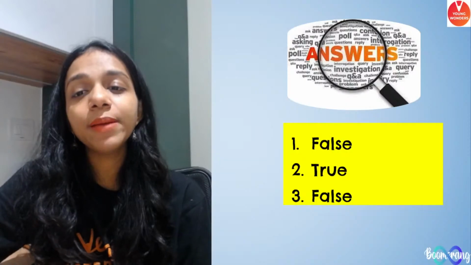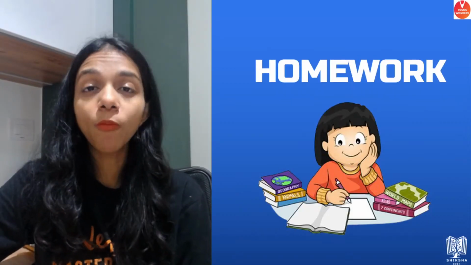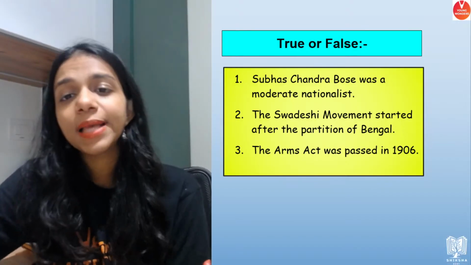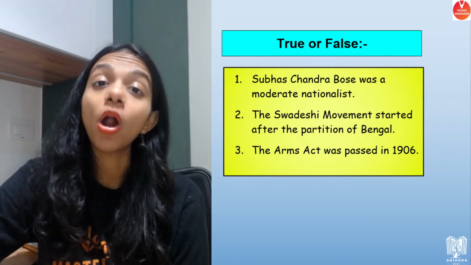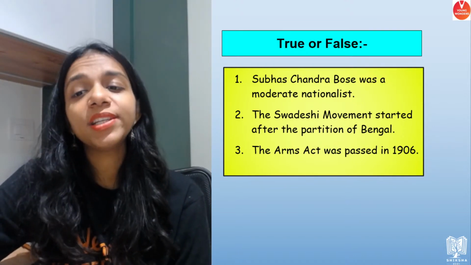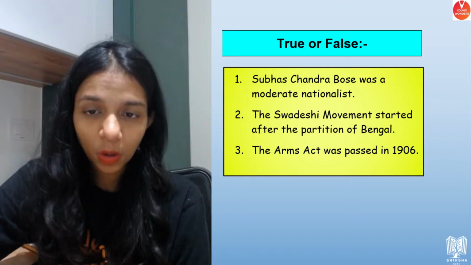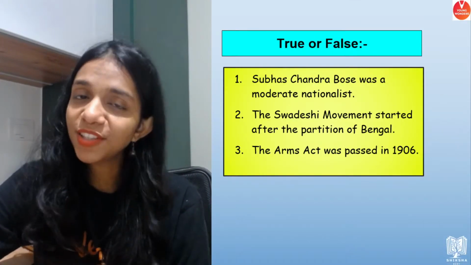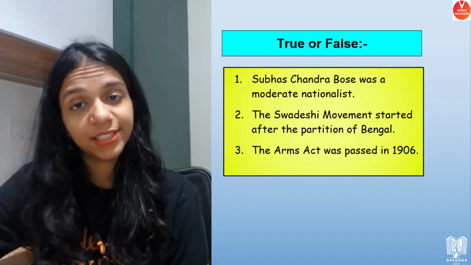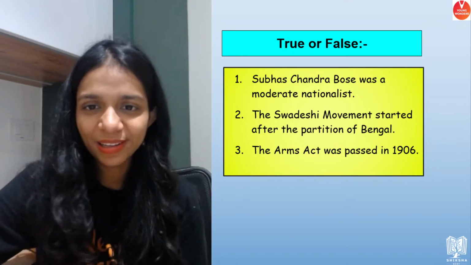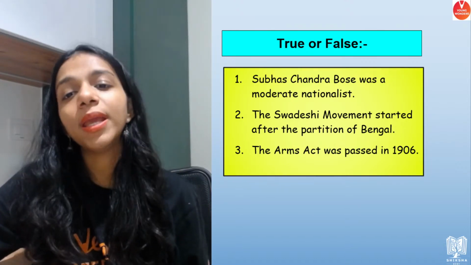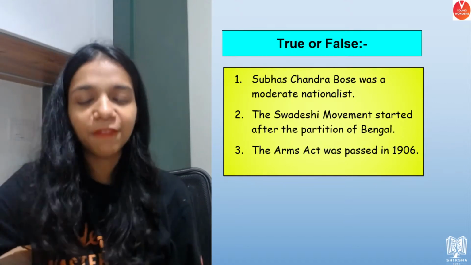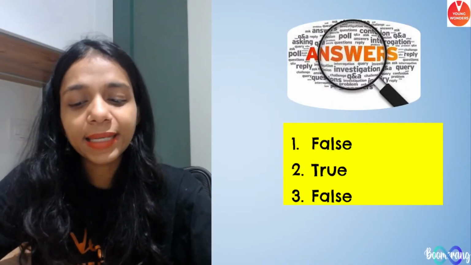Alright, now let us quickly move on to your homework questions. And the homework was, Subhash Chandra Bose क्या moderate थे या radical थे? Swadeshi movement started after the partition of Bengal. Arms Act was passed in 1906. And Subhash Chandra Bose was a radical, not a nationalist, not a moderate, sorry. And Swadeshi movement did start after the partition of Bengal. And let us see how many of you gave the correct answer.